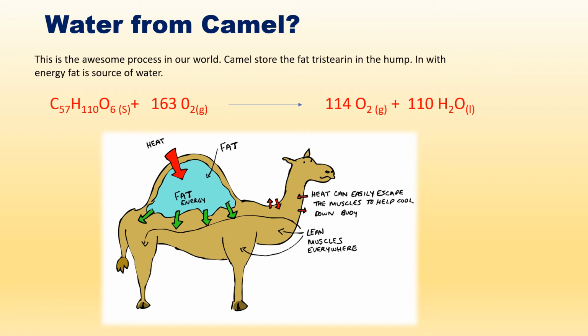A camel stores the fat tristearin in its hump, and this fat is a source of energy and water. As you know, a camel has one or two humps, with dense fat layers in them. The fat is burned with O2 and releases H2O. Heat can easily escape from the muscles to help cool down the body. That's the reason a camel can walk in the desert for several days without water.